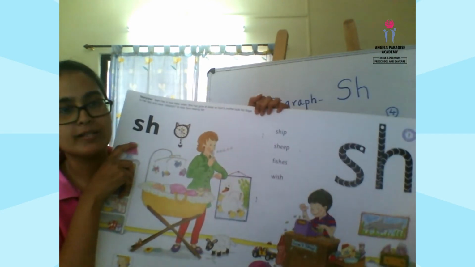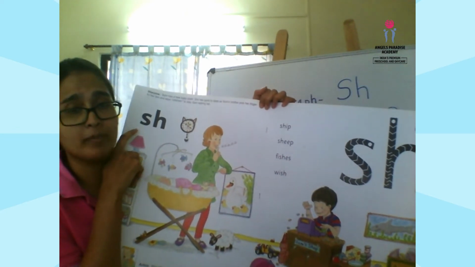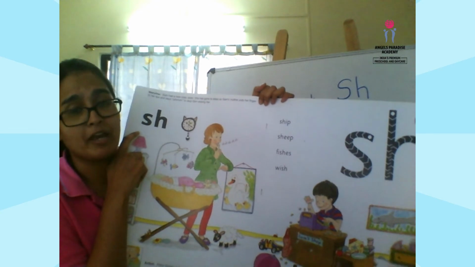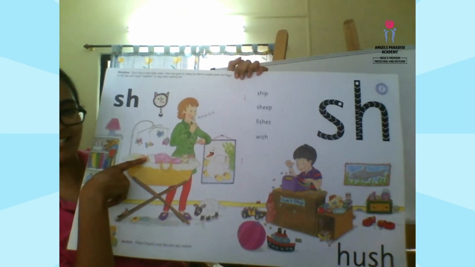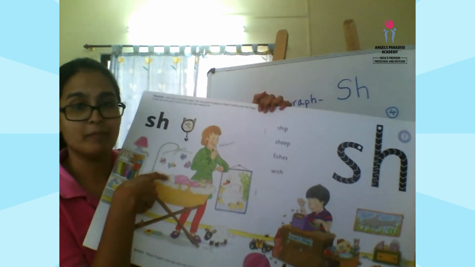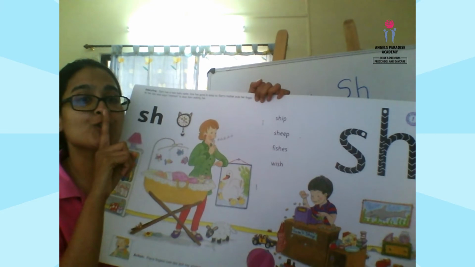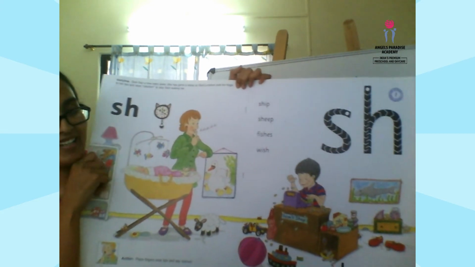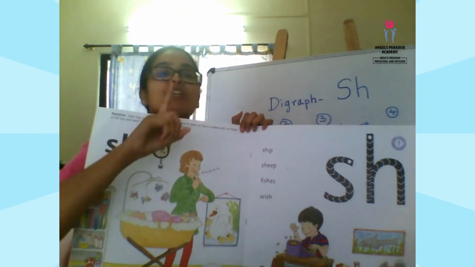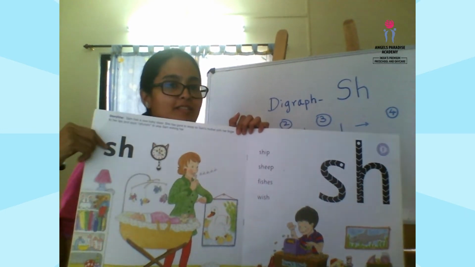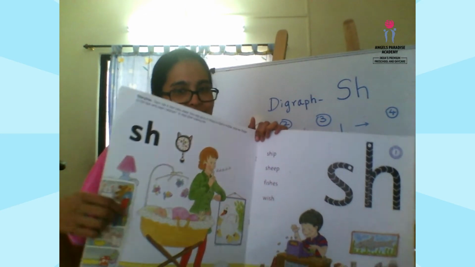She doesn't want Sam to disturb the baby sister because she has taken lots of effort to make her sleep. So this is the baby sister here. What does her mother say? She says shh. Alright, so this is the sound for the digraph. Now let us move on to the song part.